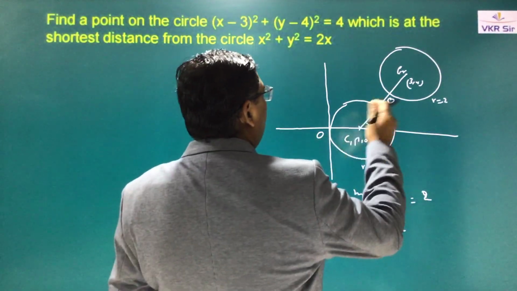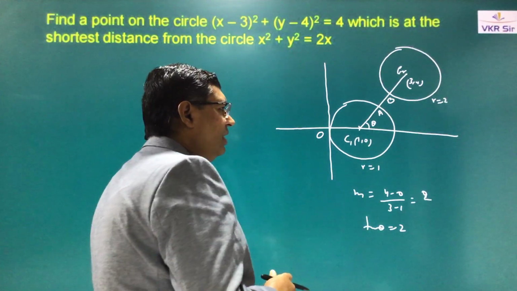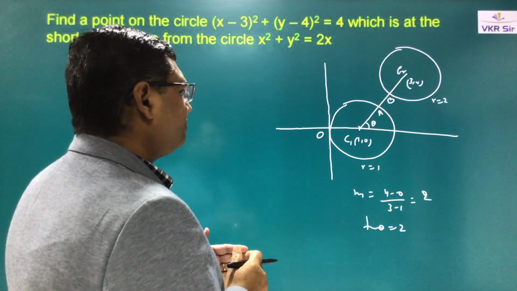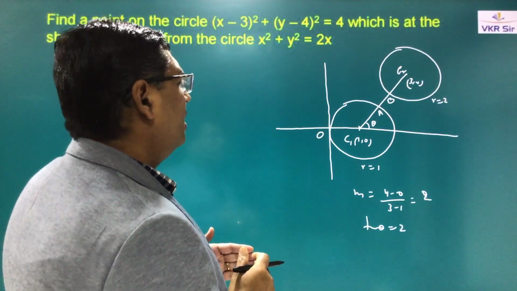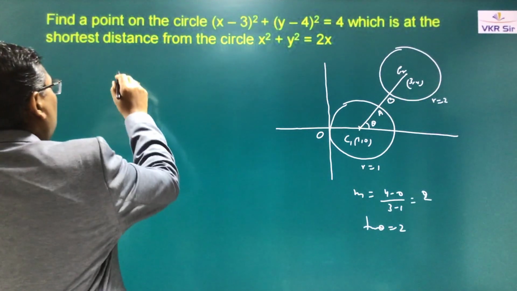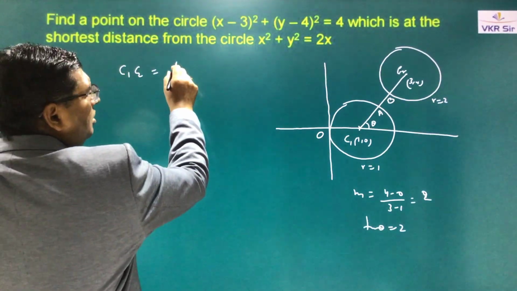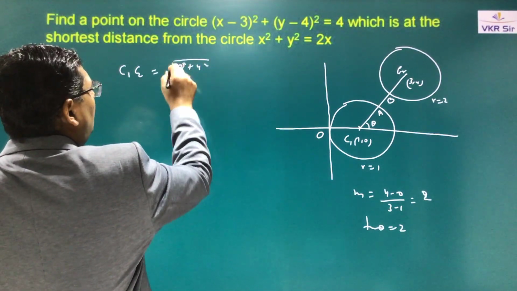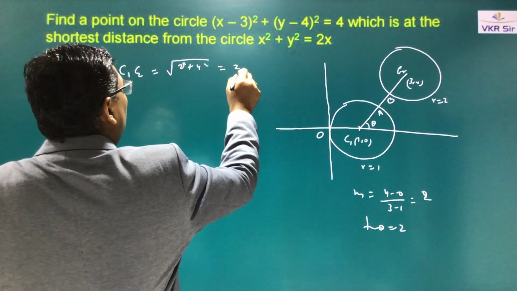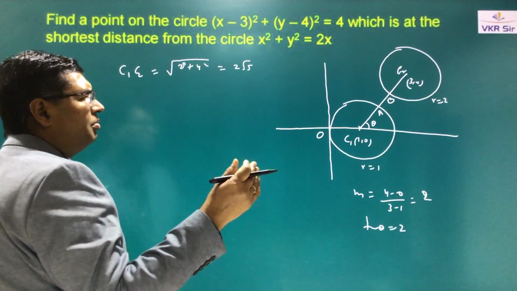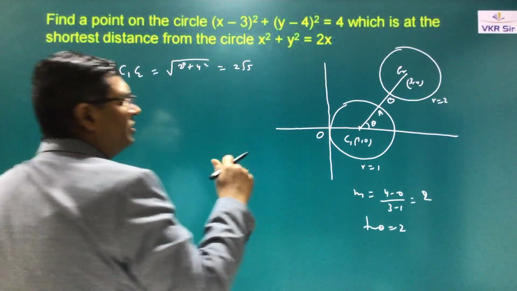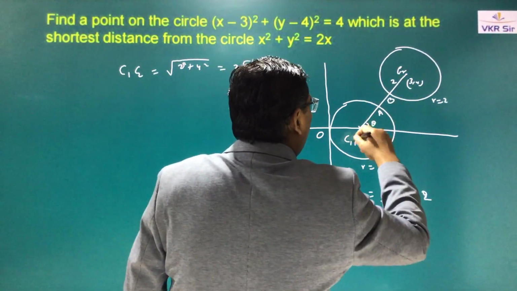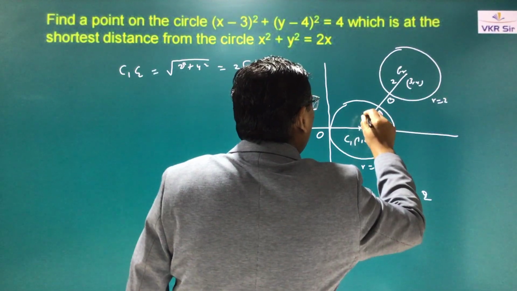And how much distance do we have to travel? Let's find out the distance from C1 to C2. How much is the distance between C1 and C2? It is the square root of (4 minus 1) square plus (3 minus 1) square, that is 2 square plus 4 square. So this is equal to 2 root 5. This is the total distance from C1 to C2. If we subtract from this distance the radius 2 from here, and subtract the radius from the other side, we will be able to get the shortest distance.